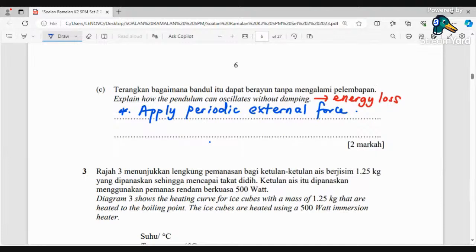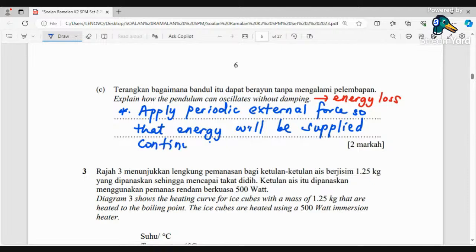Apply periodic external force so that energy will be supplied continuously to the pendulum. Okay, macam juga baby's cradle tu kan, dia ada motor, electric motor, so dia boleh oscillate non-stop because there is a periodic external force applied.